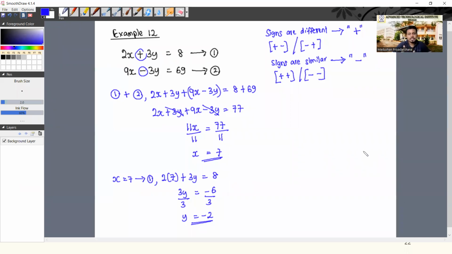Then the variable which we have made the absolute value similar, we need to eliminate. That is the second step, right? In eliminating, then we need to decide.